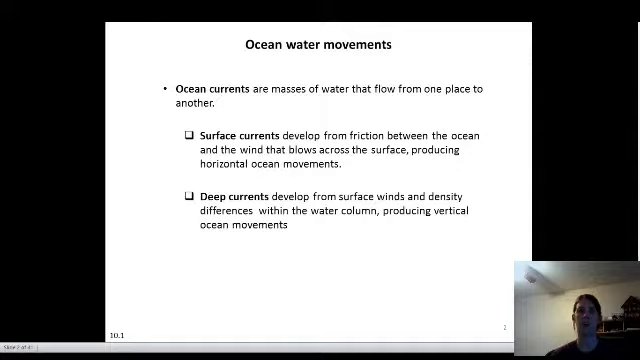There are two types of ocean currents: your surface currents, which develop from friction between the ocean and the wind that blows across the surface, producing horizontal ocean movement, and deep currents, which develop from surface winds and density differences within the water column, producing vertical ocean movements. So our surface creates the horizontal movement, and the deep provide vertical movement.